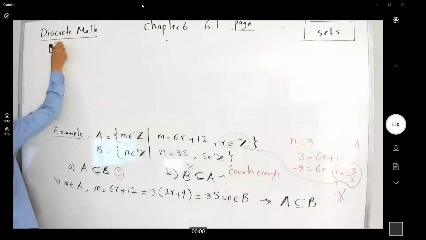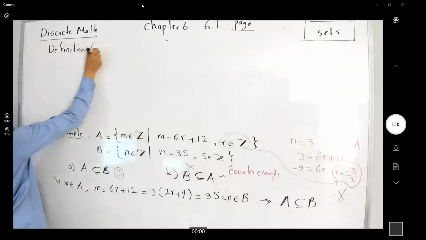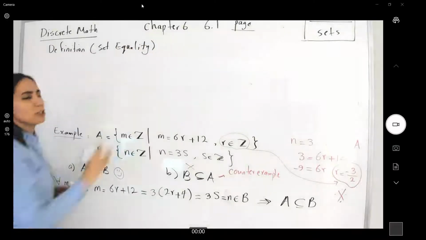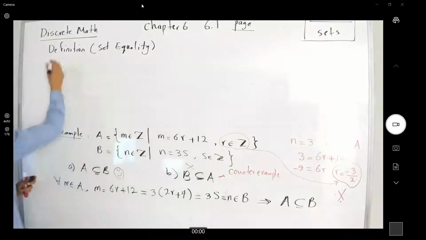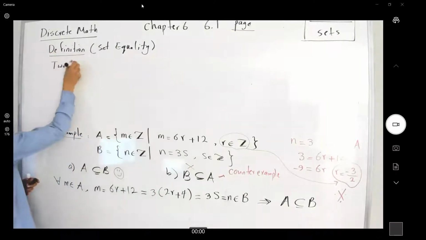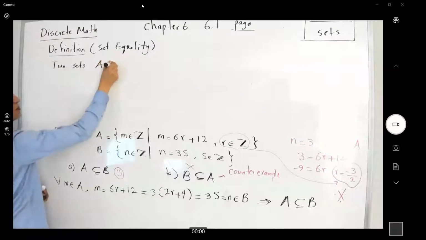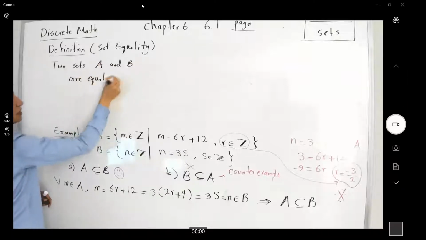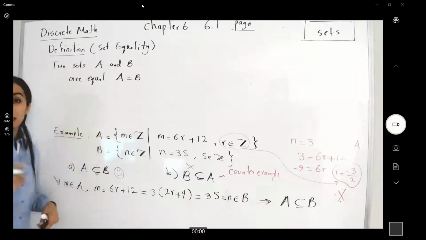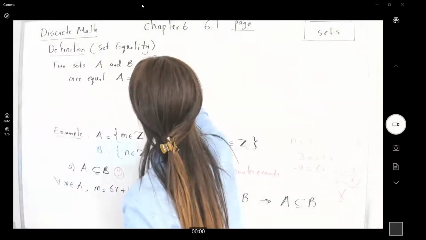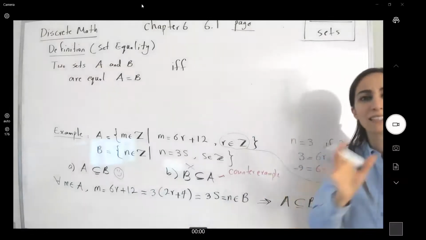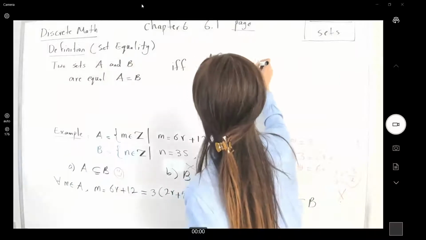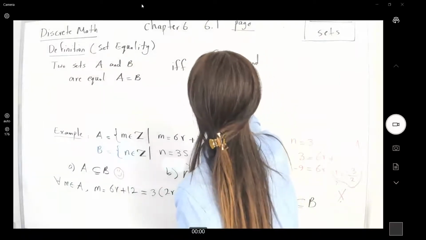Definition of set equality. When do we say two sets are equal to each other? So two sets like A and B are equal. It means that A is the same as B if and only if A is a subset of B, and at the same time, B is a subset of A.